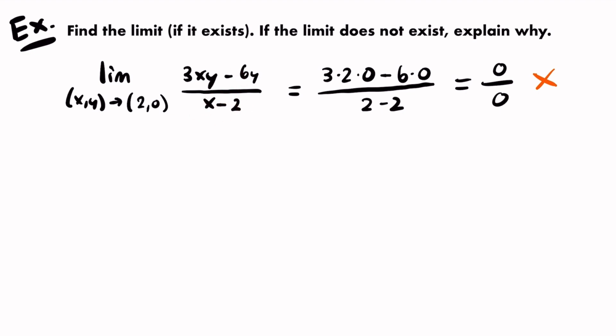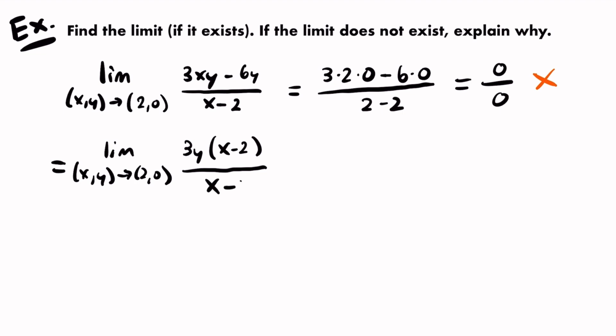But in the numerator, there is a common factor between these two terms that we could pull out. 3xy and −6y have a common factor of 3y. So if you pull that out, you could rewrite the limit like this. You'd have the limit as (x, y) approaches (2, 0) of 3y multiplied by (x − 2), right? If you pull 3y out of this term, you'll just be left with x, and then pulling 3y out of −6y just leaves you with −2, because −2 times 3y would be −6y. All right, so you have 3y times (x − 2) divided by (x − 2).